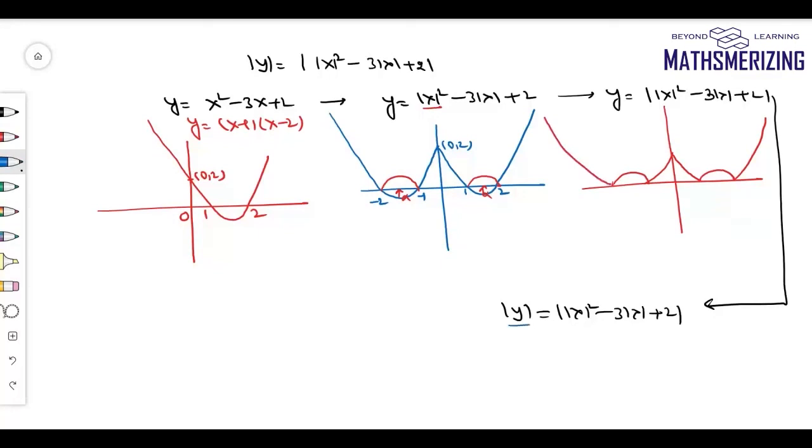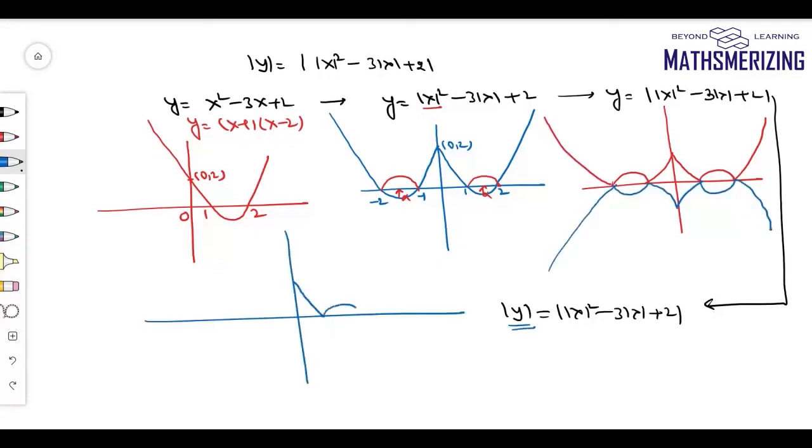And now the next step, mod y. So basically this graph will look like this. So that's the graph of mod y equals mod of x square minus 3 mod x plus 2.